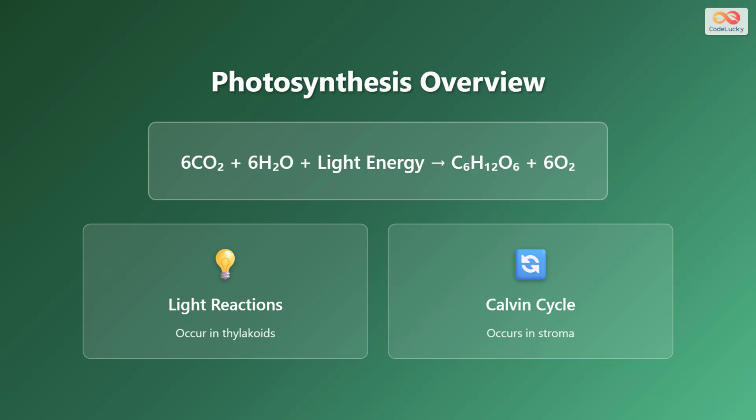Photosynthesis can be summarized by this chemical equation. 6 carbon dioxide molecules plus 6 water molecules, combined with light energy, produce 1 glucose molecule and 6 oxygen molecules. This process occurs in 2 major phases. The light reactions take place in the thylakoids, where light energy is captured and converted into chemical energy. The Calvin cycle, also known as the dark reactions, occurs in the stroma, where carbon dioxide is converted into glucose using the energy captured during the light reactions.